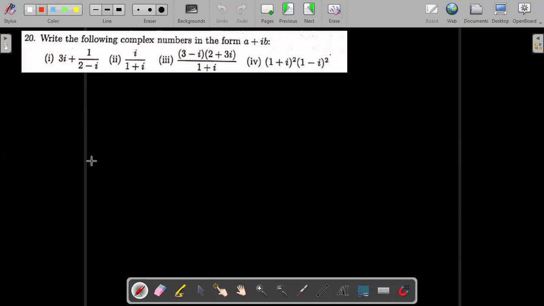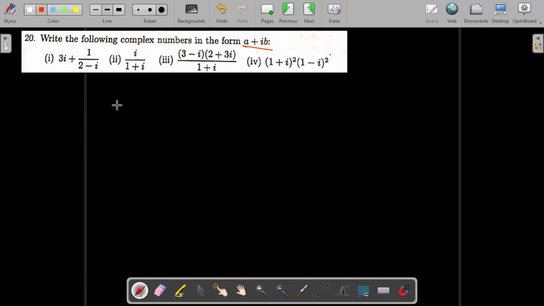Basically, the whole questions have the same concept. To get to that form, I think we won't do all the questions here because of time. I want us to cover even some other questions.